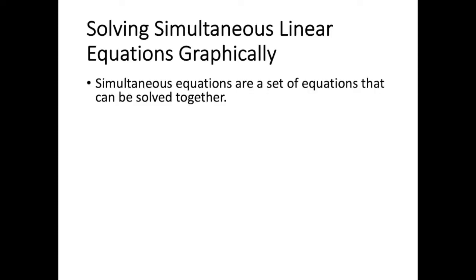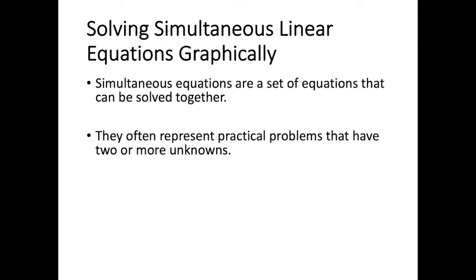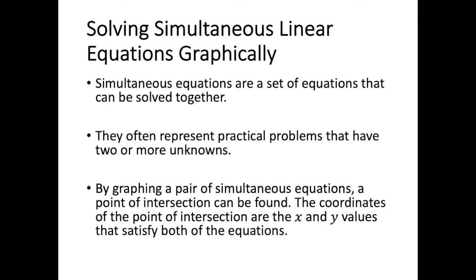Simultaneous linear equations are a set of equations that can be solved together. They often represent practical problems where you have two or more unknown variables. One way of solving them is by graphing the two linear lines. After you've graphed the two linear lines, the point where the two lines intersect will be the solution. So the coordinates at the point of intersection are the x and y values that satisfy both the equations. So the x and y value will be the same in both situations.